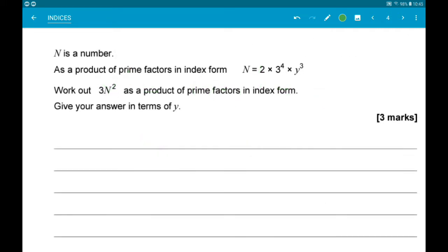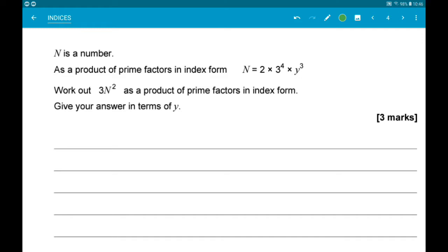Okay, then next up, we are told n is a number as a product of prime factors in index form. N equals 2 times 3 to the power 4 times y cubed. We want to work out 3n squared as a product of prime factors in index form. Give our answer in terms of y.